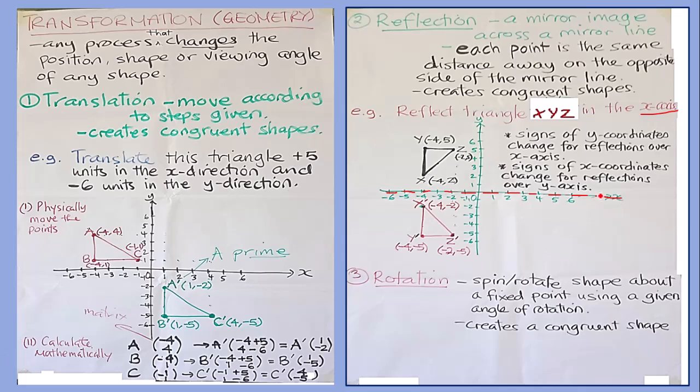Now, if you think about a normal mirror, the mirror is usually vertical. It's placed upright, maybe on a wall or something. So you stand on one side of the mirror and you look into the mirror and you see the image on the other side of the mirror. Now for this particular example, the mirror is the x-axis.